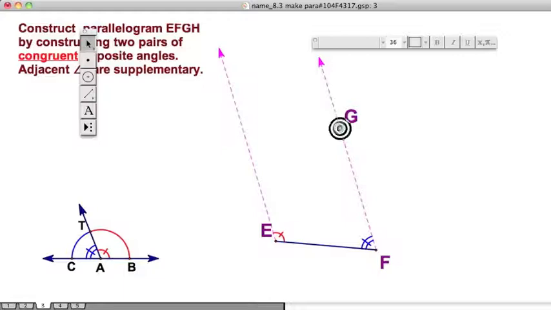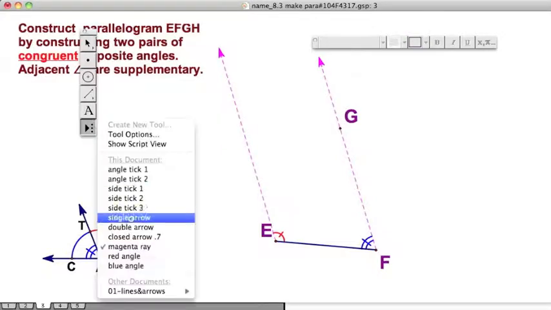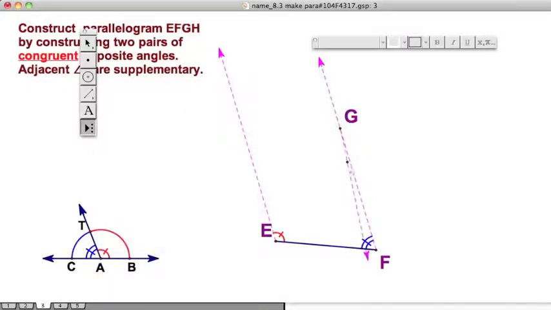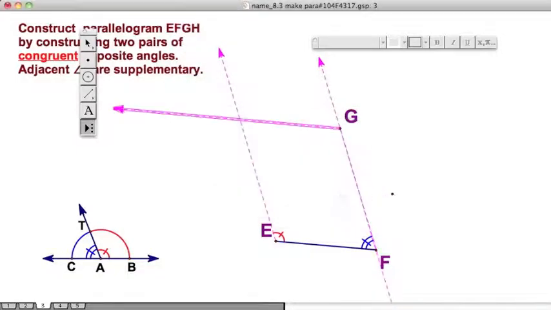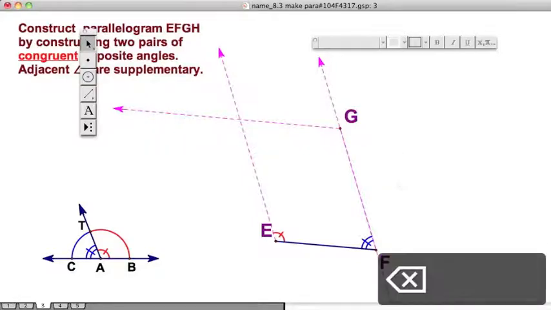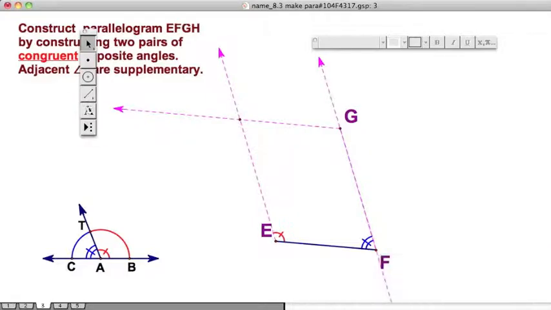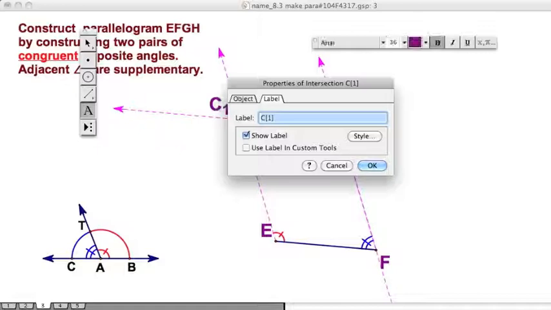I set my center of rotation. I'm going to put in my magenta ray, transform, and rotate. And there it is. Oops, a little happy with those rays. And right now, the intersection must be the final point. And I'm going to call that H.